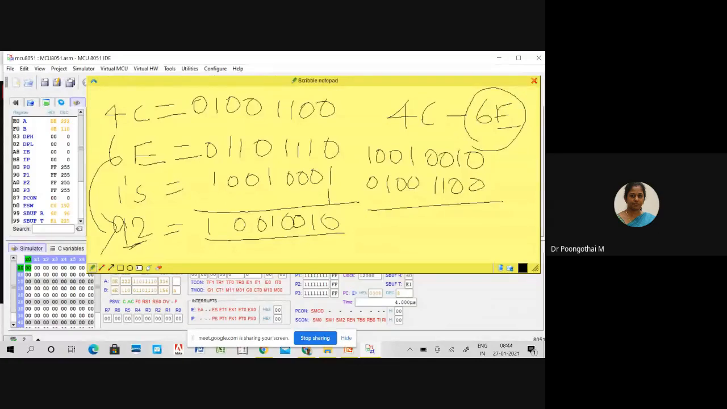So what is the answer? 0, 1, 1, 1, 1, 0, 1, 1. Your carry is 0. So after conversion, you have to invert this carry. Your 8051 will take care of this. Actually, internally, we have only 2's complement circuit, that is, only an adder.